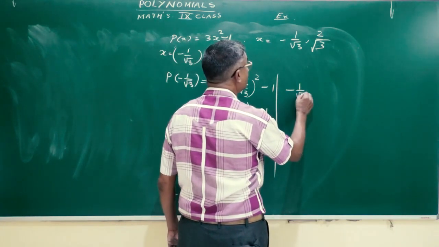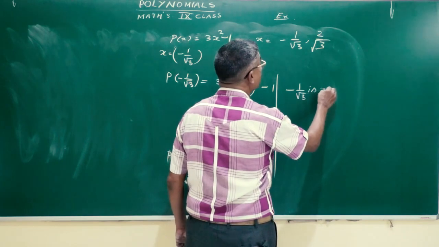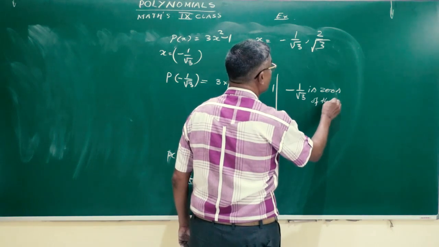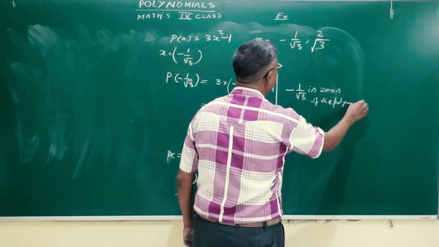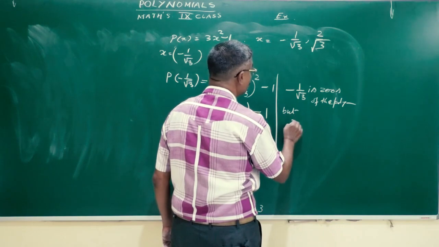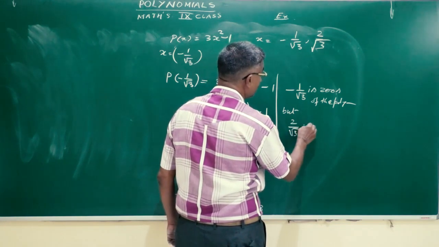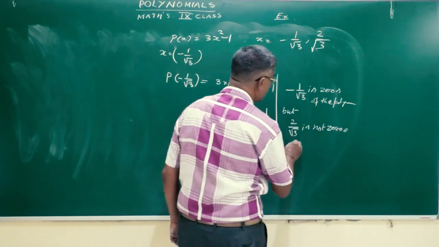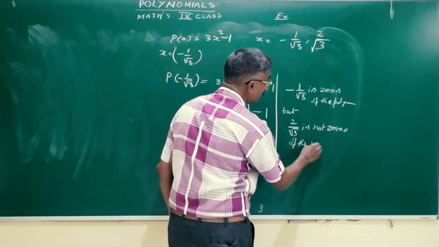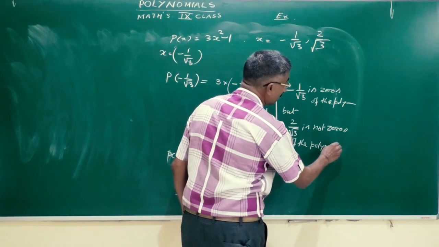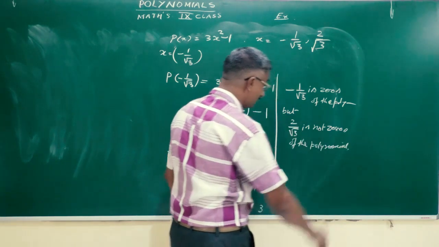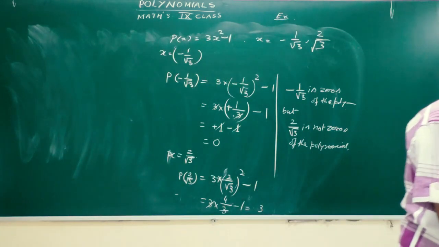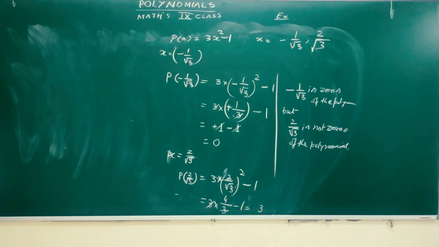So 2 by root 3 is not 0, means minus 1 by root 3 is 0 of the polynomial, but 2 by root 3 is not 0 of the polynomial. Clear? So 2 by root 3 is not the zero of the given polynomial.